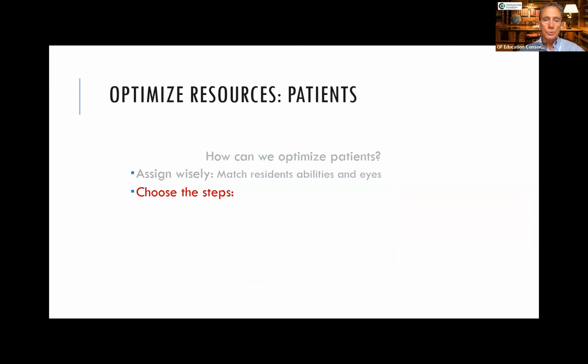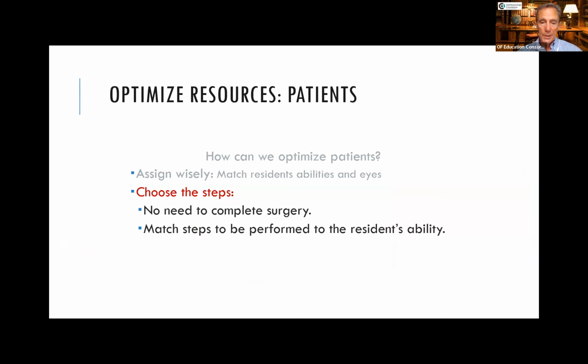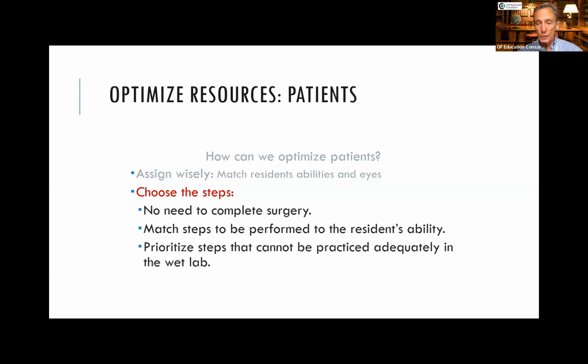The second thing you should do is choose the steps. There is no need for a resident to do all the surgery. Let new residents start with the steps they are able to handle. Prioritize steps that cannot be practiced adequately in the wet lab, and combine beginning residents with more experienced ones. Many times you can have two residents, one a junior, one a senior, in the operating room, and you can have them do one part one, the other part the other.